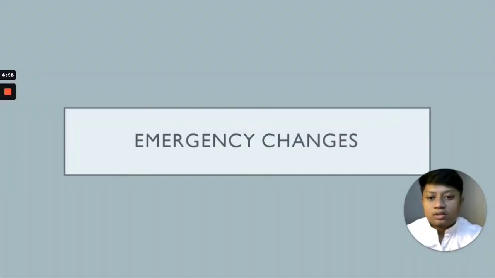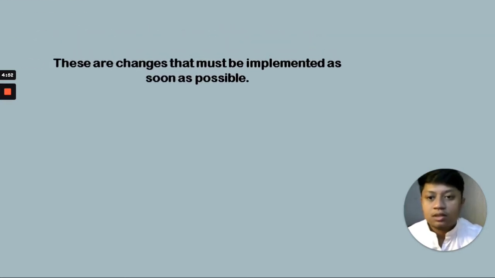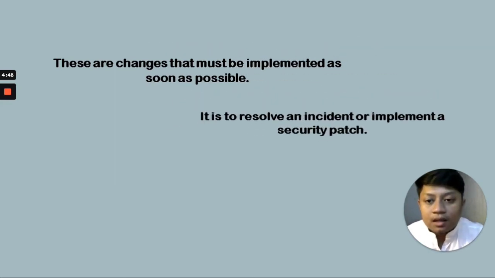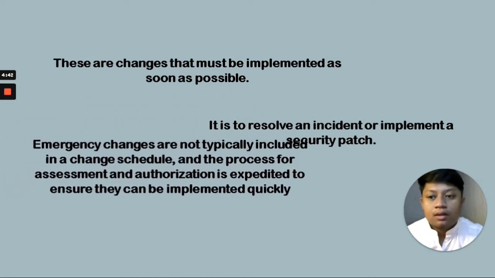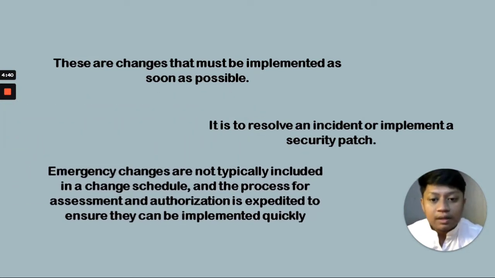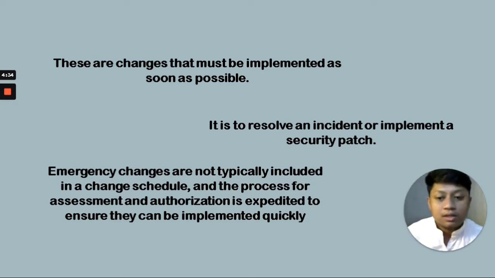So my report is about emergency changes. What are emergency changes? These are changes that must be implemented as soon as possible to resolve an incident or implement a security patch. Emergency changes are not typically included in a change schedule, and the process for assessment and authorization is expedited to ensure that they can be implemented quickly.